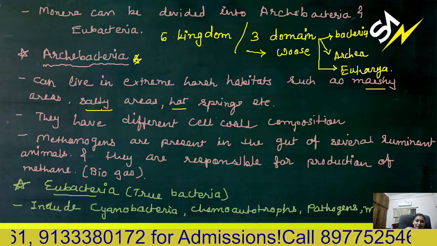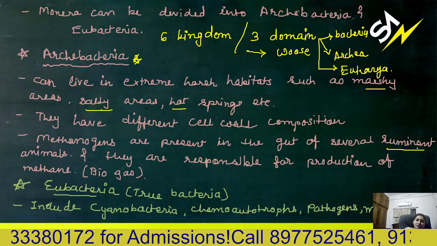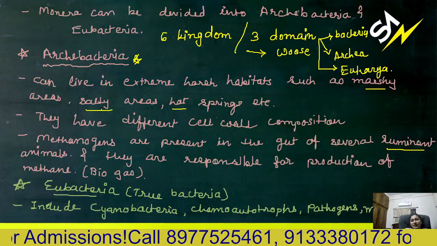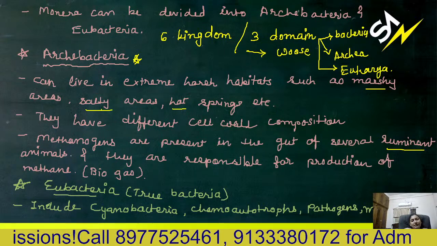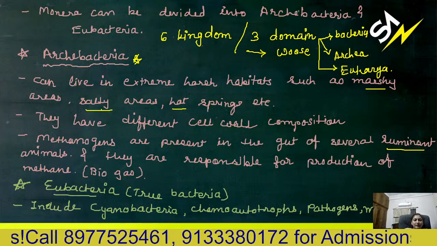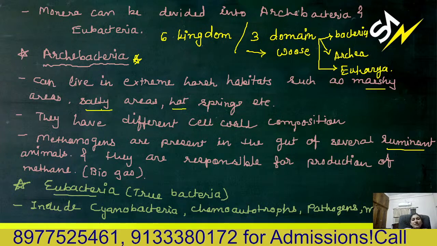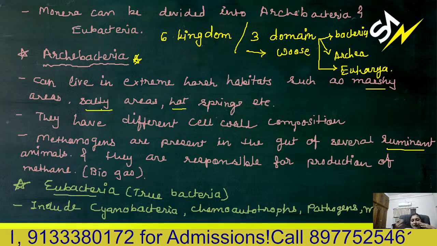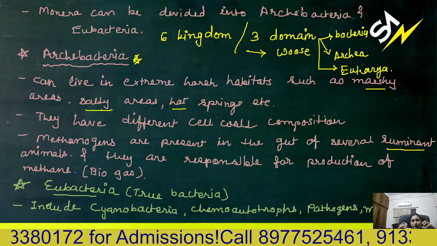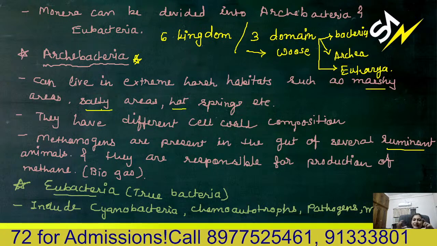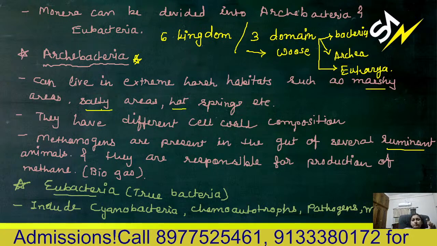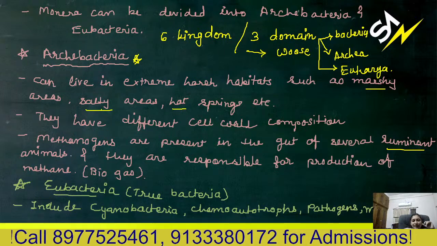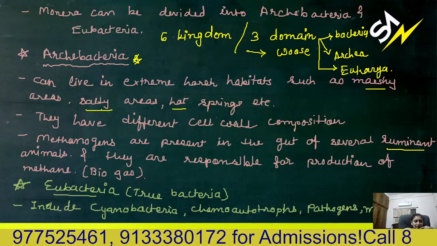Methanogens are present in the gut of several ruminant animals, mostly cattle, and they are responsible for the production of methane gas. What is a ruminant? In cattle, cow, buffalo, these types of animals, they have a separate part in their alimentary canal, that is known as rumen. Okay, that is called rumen.